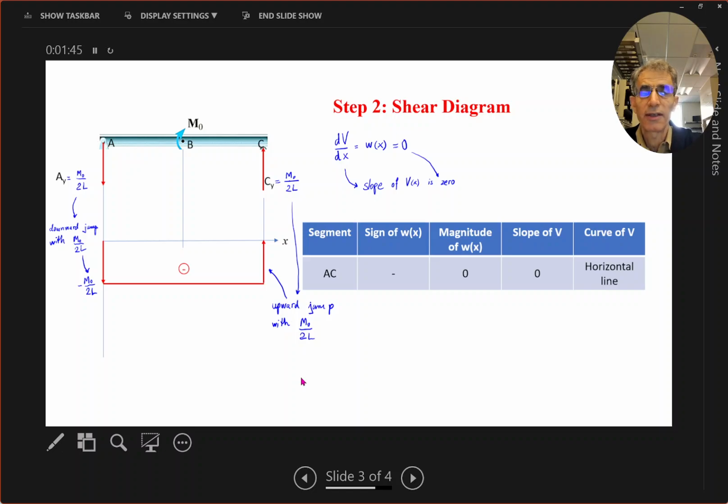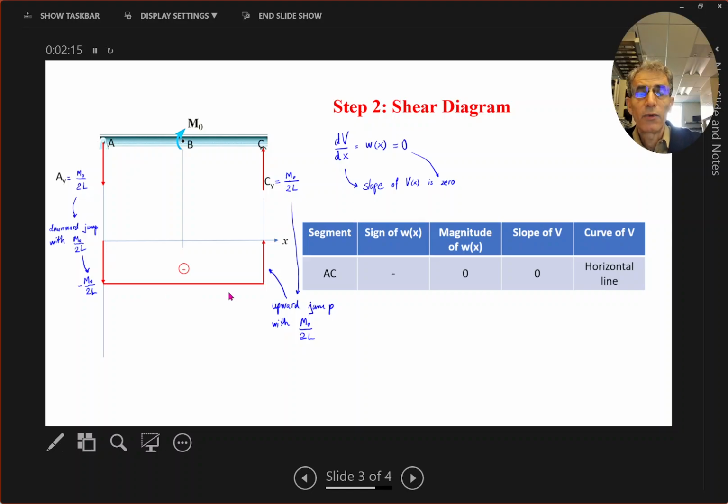I'm going to use this free body diagram on the next slide, and that will help me build the shear diagram. So again, wherever we have a concentrated force, we will jump upward or downward as the force is telling us. And as we move along a segment, we will use this derivative equation, differential equation. So very simple to look at. At point A, the Ay shows us that we need to jump downward by that amount, M naught divided by 2L, which we do right here.